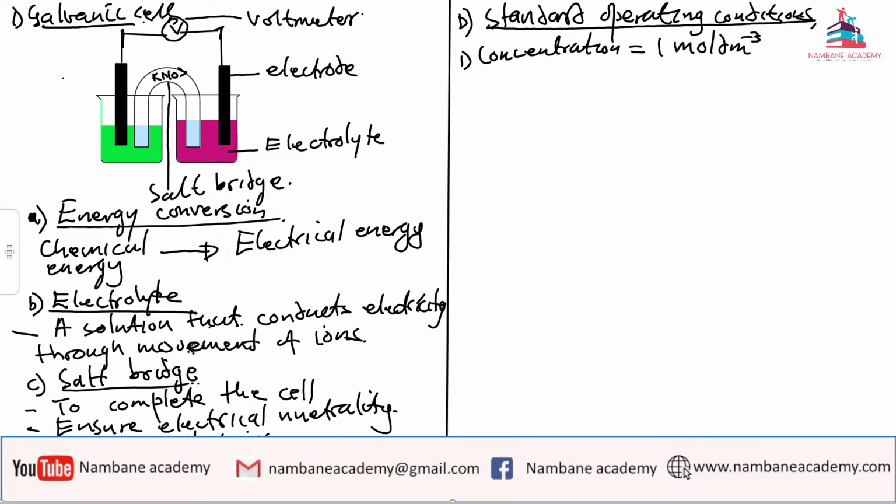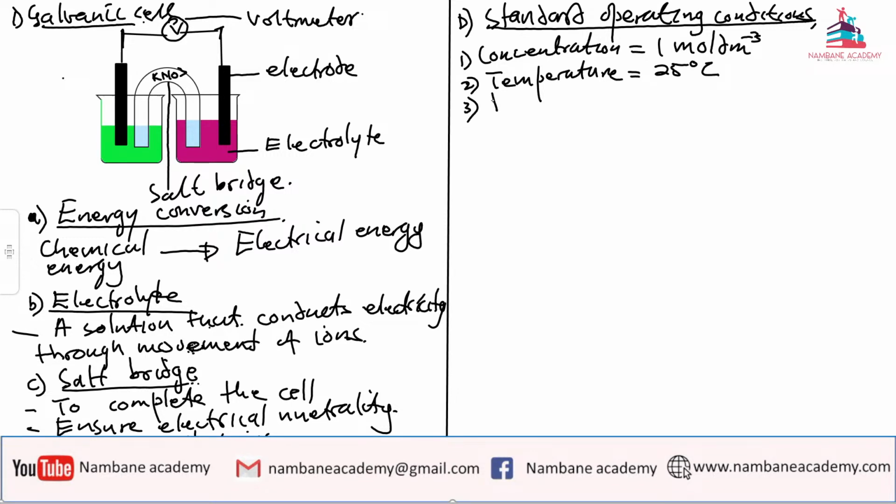So in an exam, what must happen? You must tell us concentration is equal to 1 mole per decimeter cubed. Correct value, which is 1 mole, and the correct SI unit. If you do not do that, then automatically you lose a mark. 2 is temperature, which must be equal to 25 degrees Celsius.